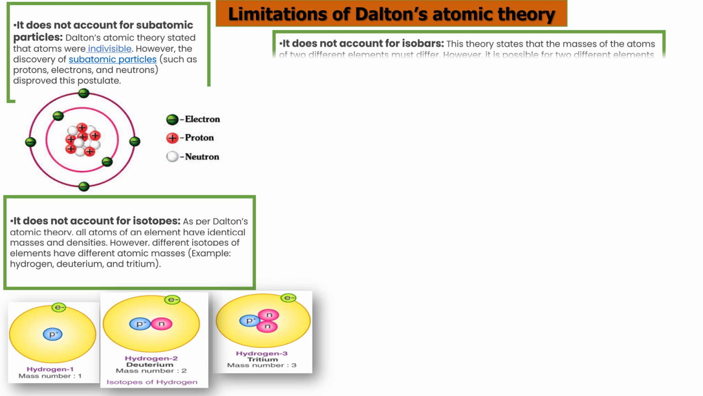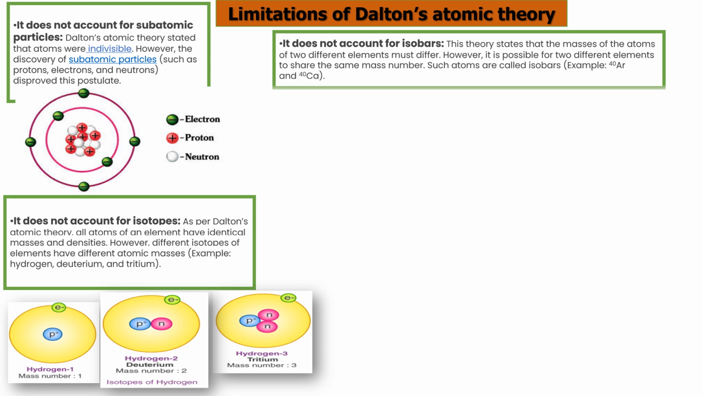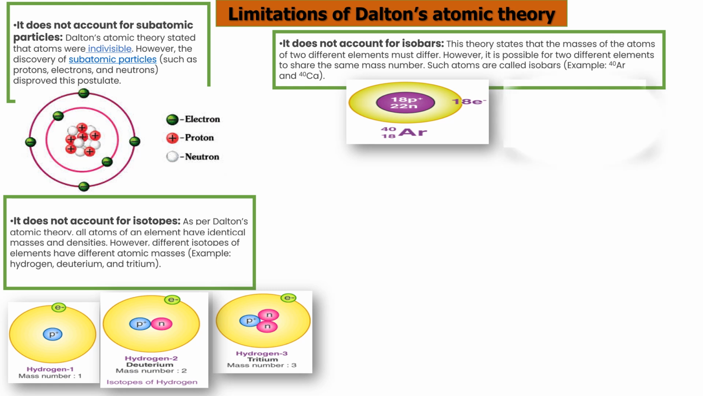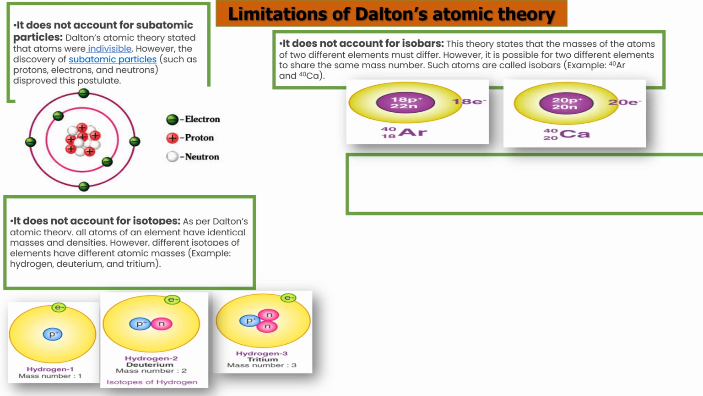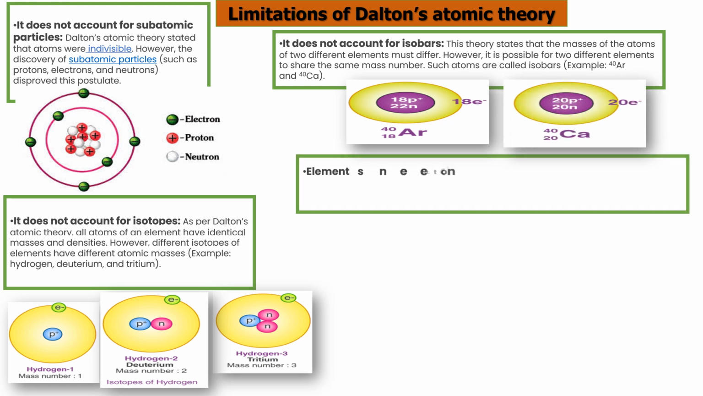And the third one is that it does not account for isobars. Isobars means atoms having different atomic numbers but the same mass number. Here the example is argon having atomic number 18 and calcium having atomic number 20, but they both have the same mass number, that is 40. So this theory does not account for isobars.